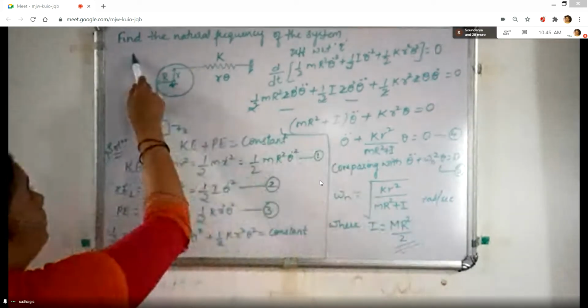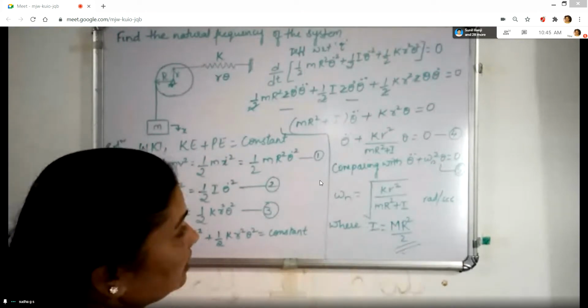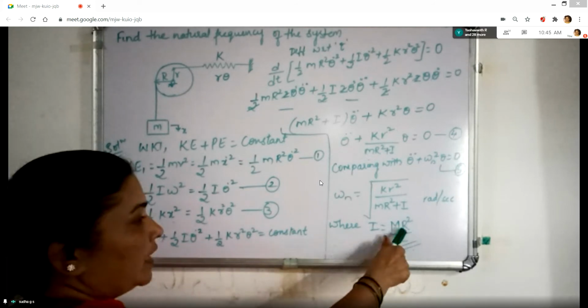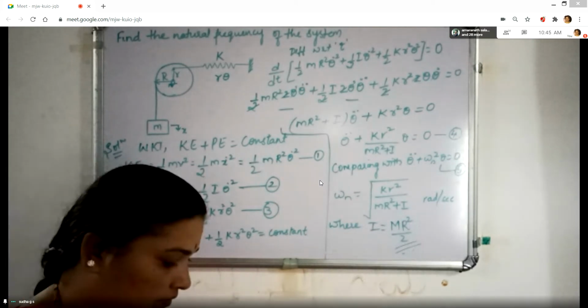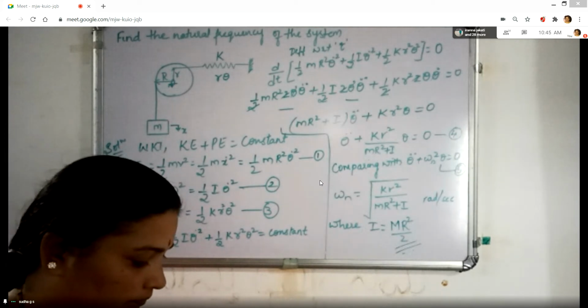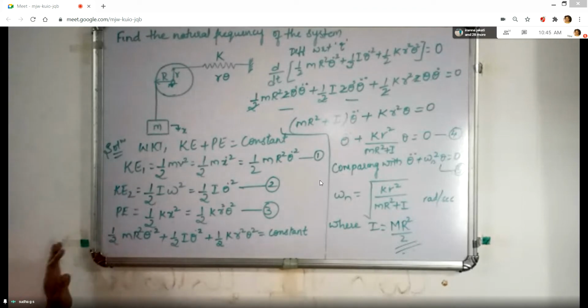So this is the solution of the problem. Natural frequency of the system is what? Omega n is equal to under the root k r square divided by m r square plus I, where I is the mass moment of inertia, which is equal to M r square divided by 2. Any doubt in these problems? Such type of problems will be asked.